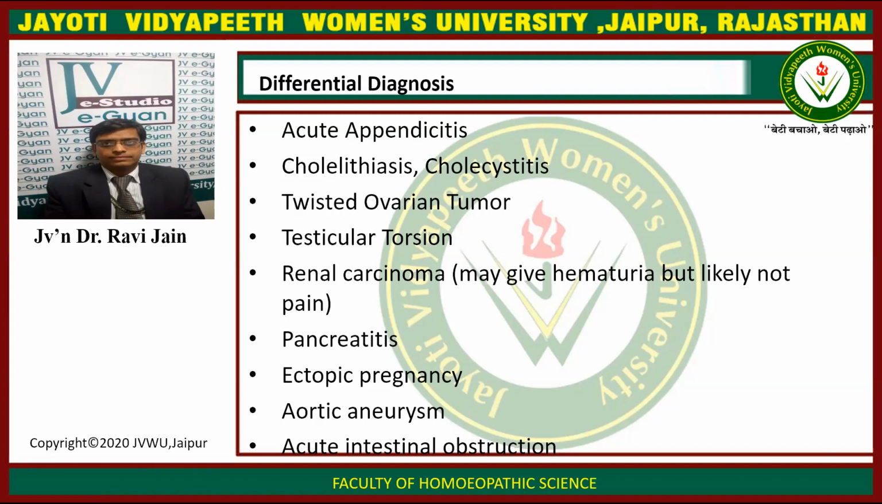Severe pain as in a twisted ovarian tumor. That is a very common condition that resembles ureteric colic or renal calculus colic. Testicular torsion is also there, but this is not so frequent. Renal carcinomas may give hematuria but not pain. In cases of carcinomas, pain is not a feature. We get hematuria, but pain is usually absent.